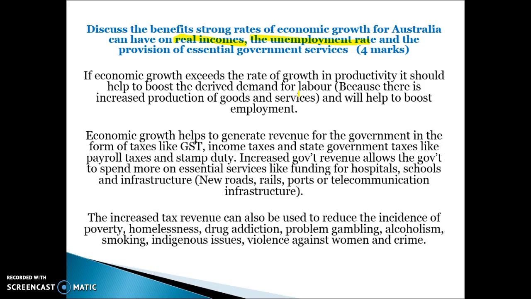This helps also to generate revenue for the government in the form of things like GST, income taxes and state government taxes, which means that increased government revenue then allows the government to spend more on essential services. So they can spend that money on funding for hospitals, schools and infrastructure, as a result of the increase in employment and increased taxation revenue. The increased taxation revenue can also be used to reduce incidents of poverty, homelessness, drug addiction, gambling, smoking, etc., which all helps to boost the quality of our living standards.